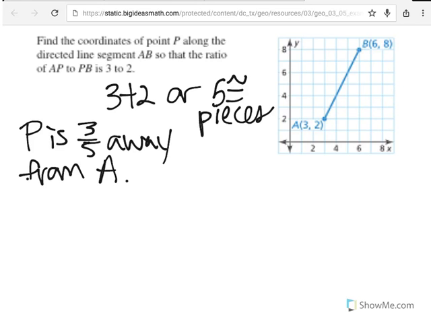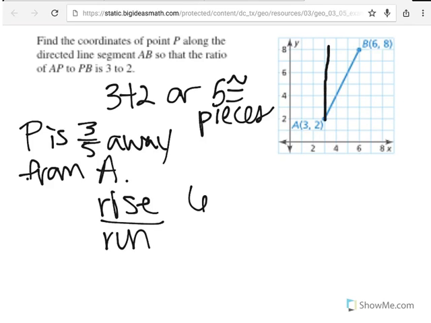Okay, so the first thing we need to do is to find the rise and the run from point A to point B. And we're going to leave the slope in terms of rise and run, and we're not going to simplify. So if we count up, we're going to get 6. And our run, 1, 2, 3. So we get 6 over 3.